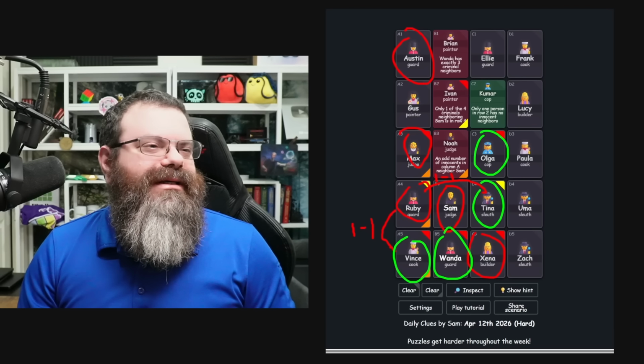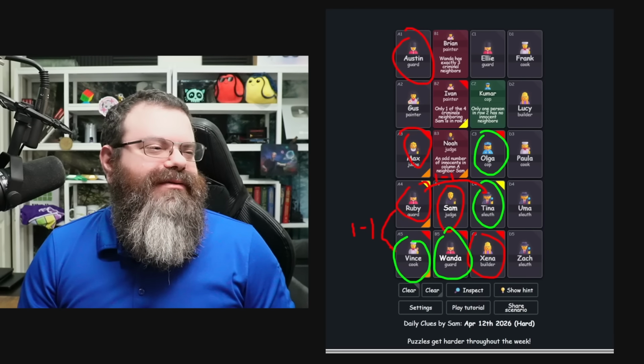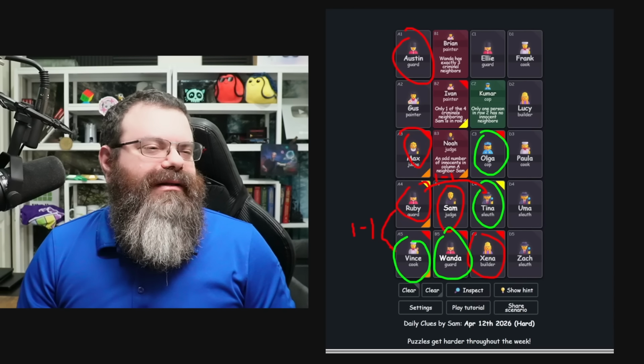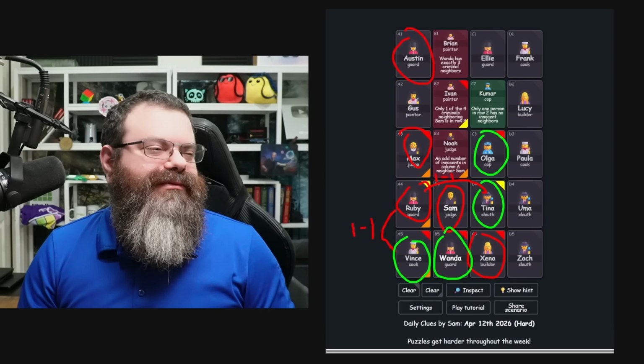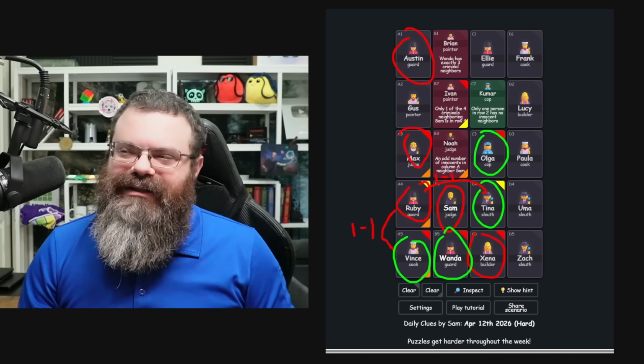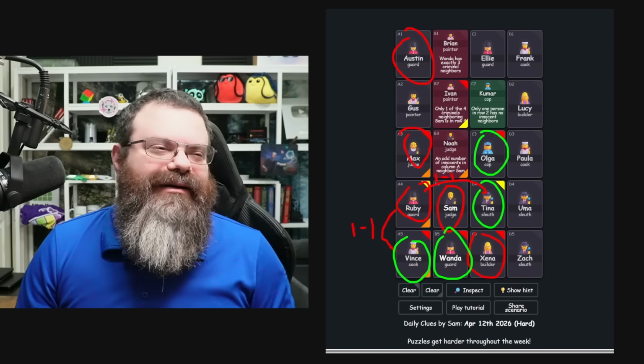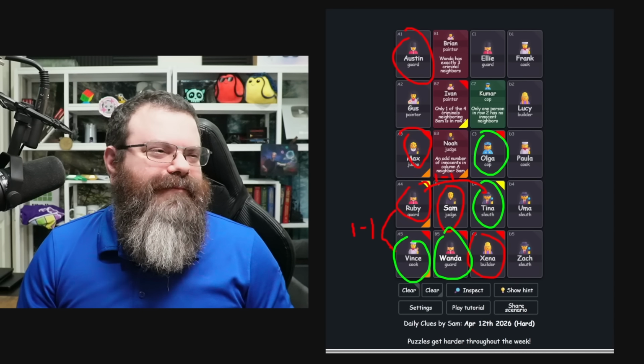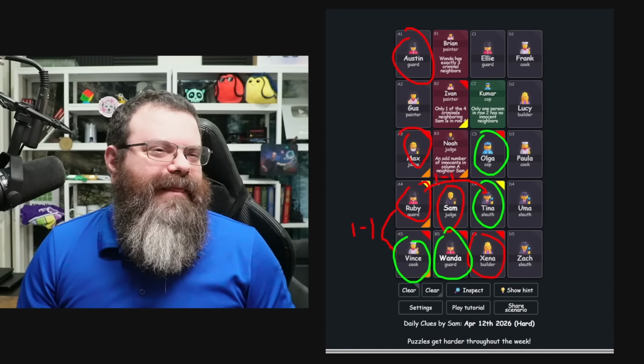But let's see, what's the overlap between these two so far? Is there any overlap between these two? I know you can't see it. Sorry, I know you're not able to see it. I'm in MS Paint.